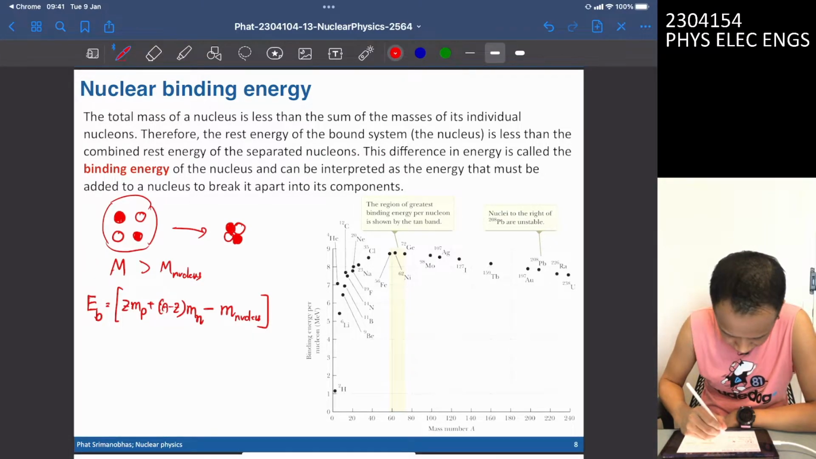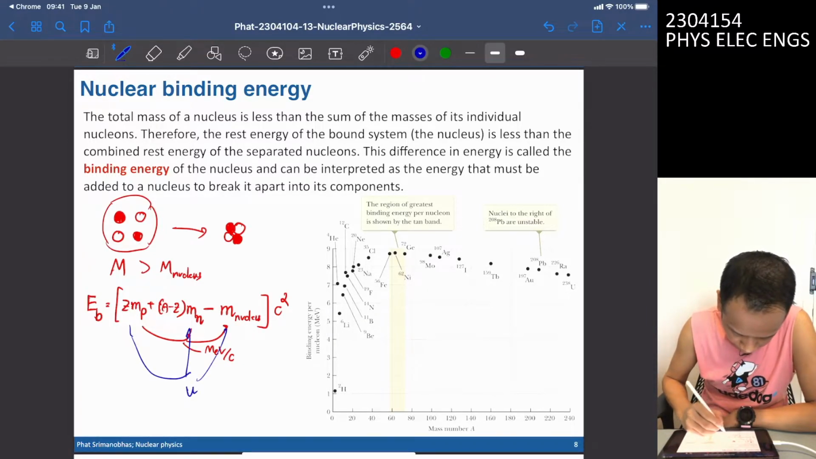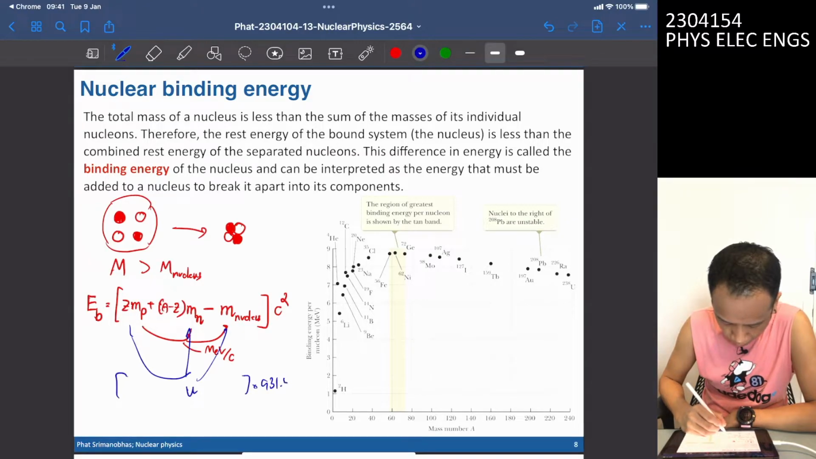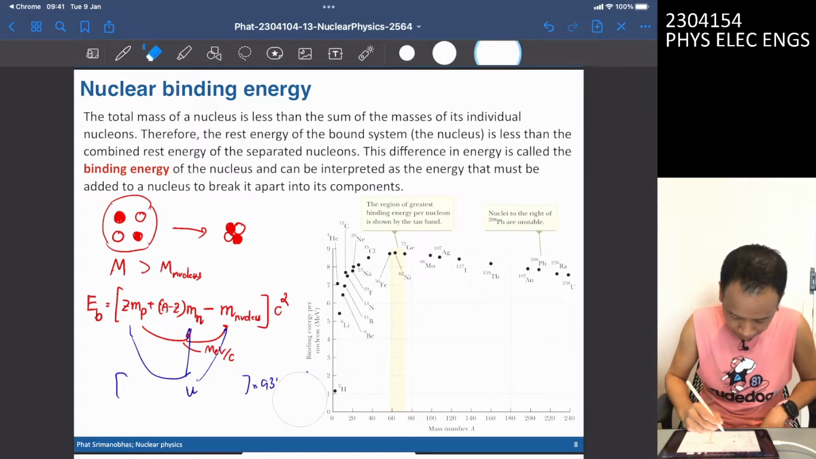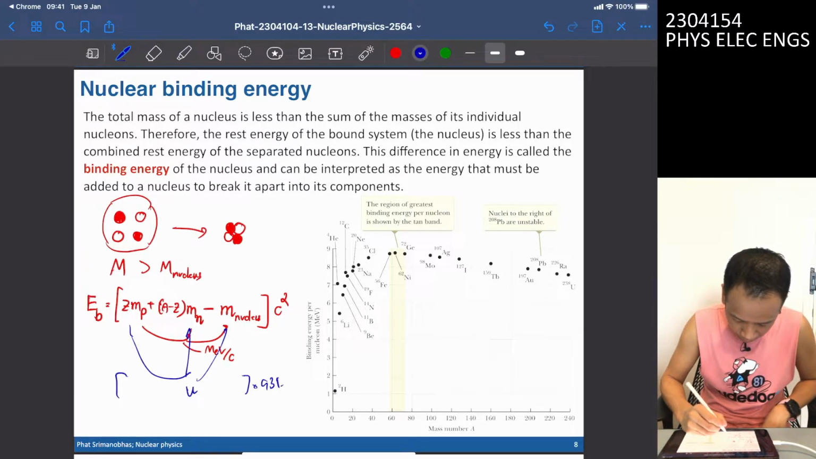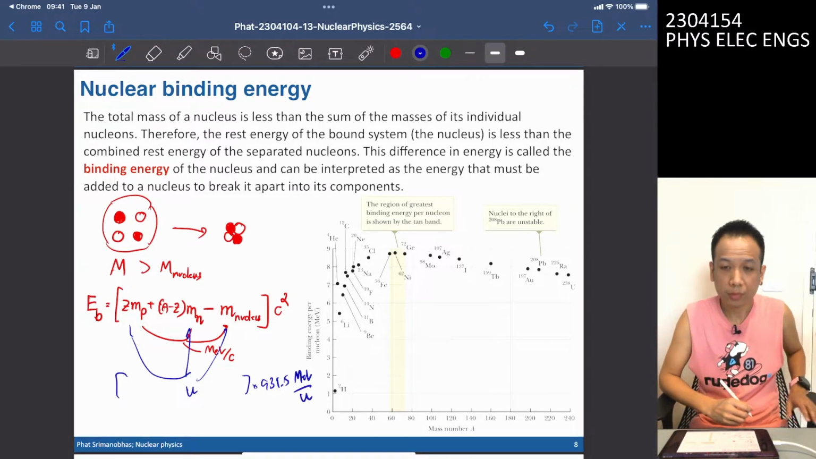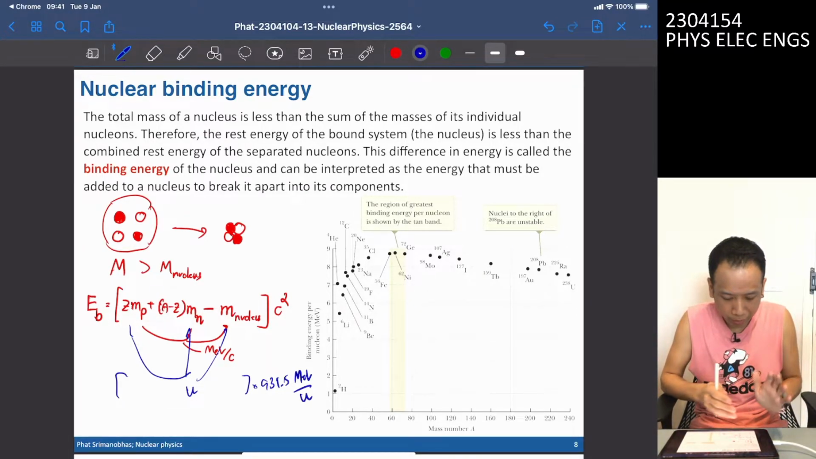So you can use c squared if you use the mass in MeV per c squared, but if you use the mass in u units, okay, so you multiply by 931.5 MeV per c squared per u, sorry. 931.5 MeV per u. Okay, so you get the energies.